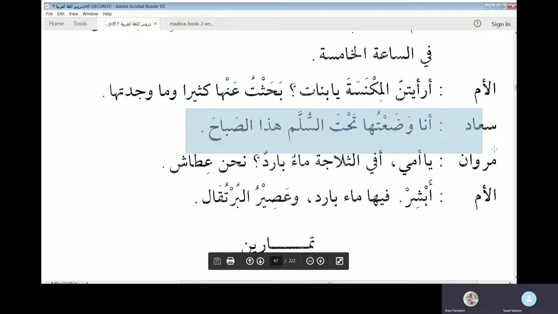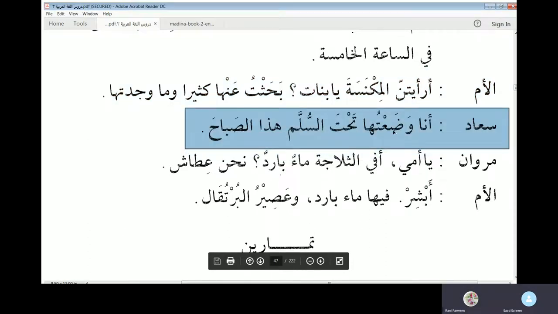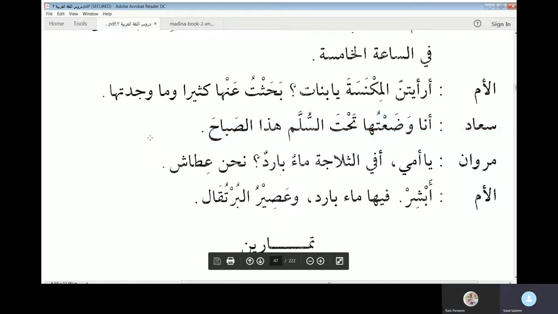I put it under the sulam, stairs. Okay. I put it under the stairs this morning.